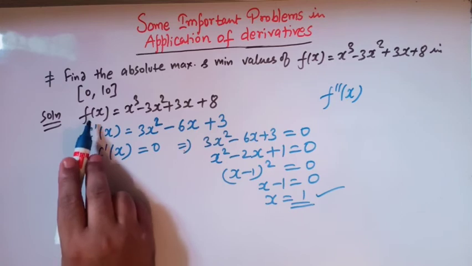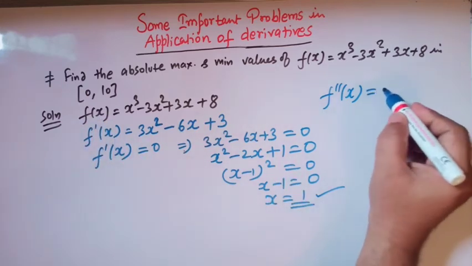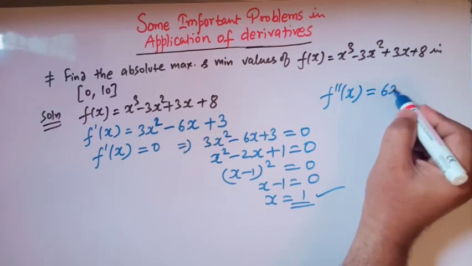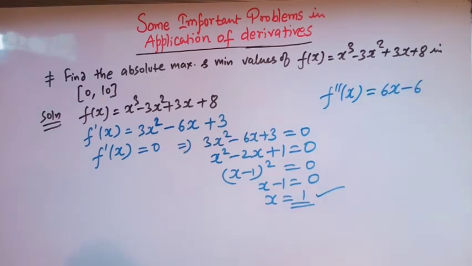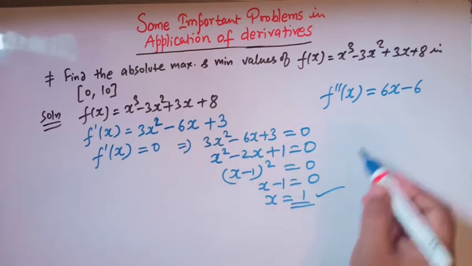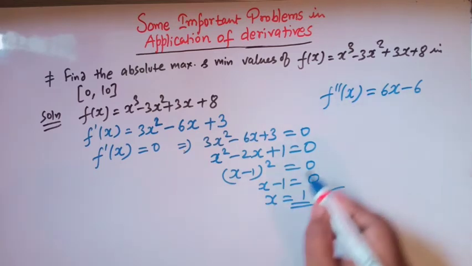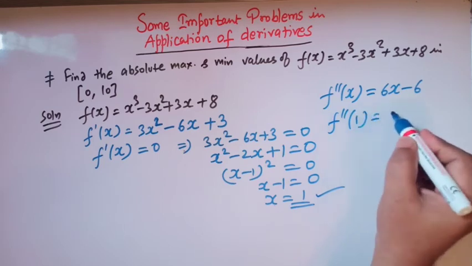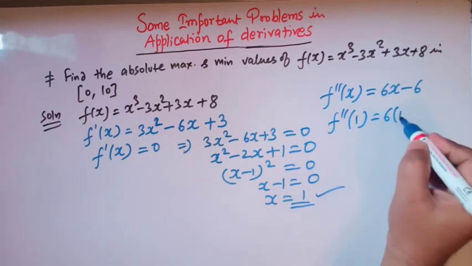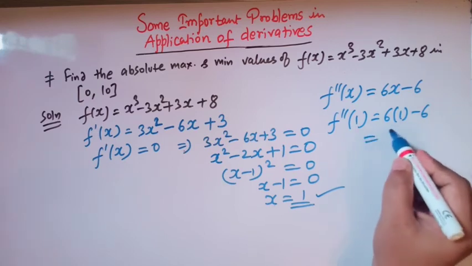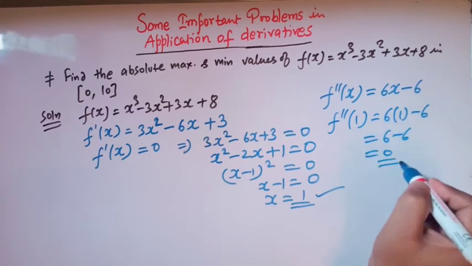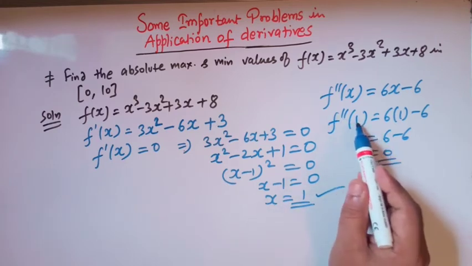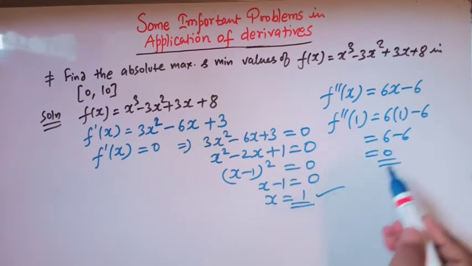The second derivative of f(x) we'll find from here. So we have 6x minus 6, right? Now if we substitute here x equal to 1, so we have f double prime of 1 is equal to 6 times 1 minus 6. So we have 6 minus 6, that is 0. So here we see that the double derivative at x equal to 1 is 0.